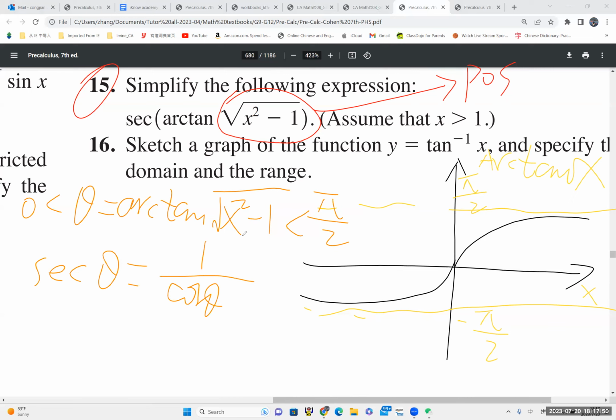As it's an acute angle, we can make use of the right triangle. Again, if we call this theta, let me use a different color. Then tangent theta equals the square root of x squared minus 1 over 1. Just in this way, tangent theta equals the square root of x squared minus 1. Then the hypotenuse should be just x.